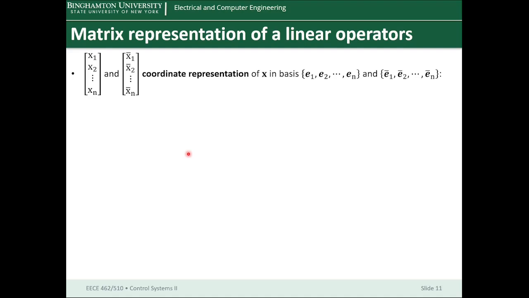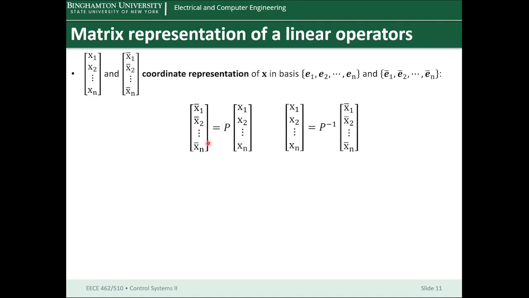Now remember that the coordinate vector x1 through xn and the coordinate vector x bar 1 through x bar n are just two different representations of the same vector x. One is written in terms of basis e1 through en, and the other is written in terms of the new basis e bar 1 through e bar n. Because they are two ways of expressing the same vector, there must be a relationship between them, and the relationship is given by the change of basis matrix.